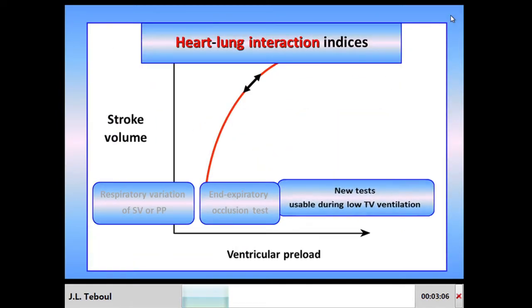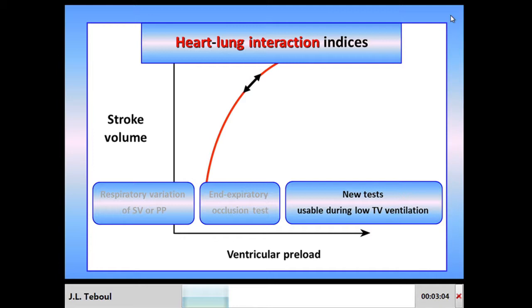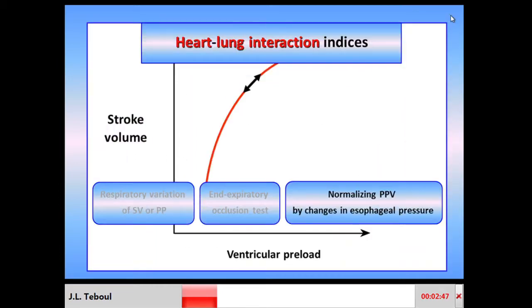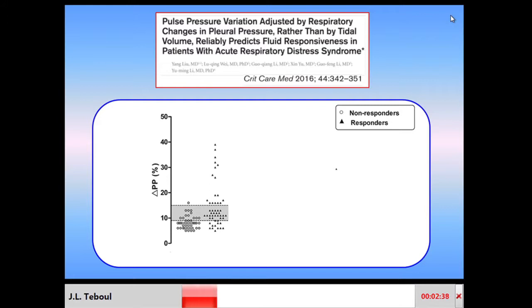Also, you can use other new tests, which are usable during low tidal volume ventilation. For example, we know that during low tidal volume ventilation, we cannot rely on PPV. This is demonstrated by the old study by Daniel de Backer and others. But we can maybe normalize PPV by changes in esophageal pressure. This is what this team from China did recently.